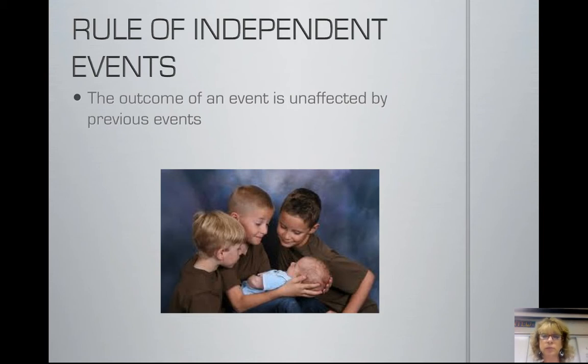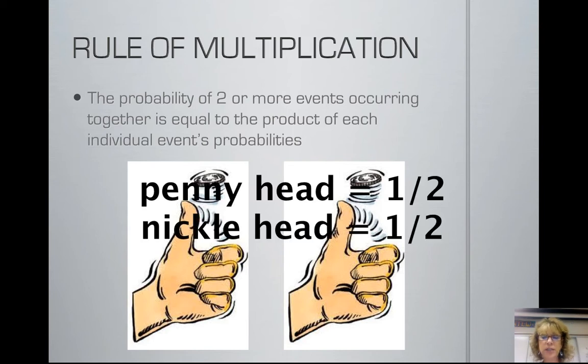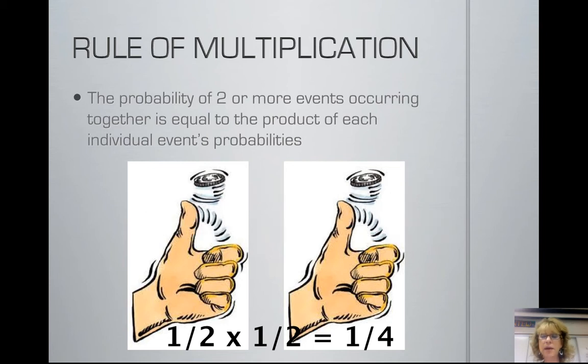The rule of multiplication is the probability of 2 or more events occurring together, and that is equal to the product of each individual event's probabilities. For example, the chance of you getting a head on a penny is a half. The chance of you getting a head on a nickel is a half. The chance of you flipping a penny and a nickel at the same time and getting two heads is a quarter, because you multiply the probability of penny heads, which is half, by the probability of nickel heads, which is half, and that equals 1/4.